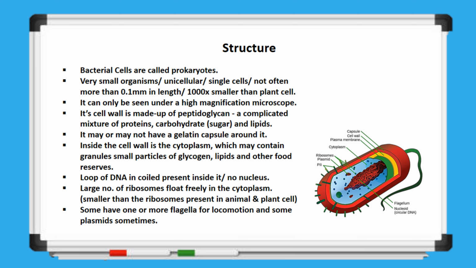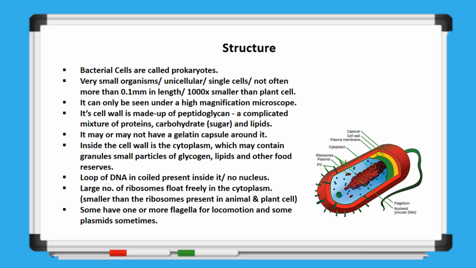Bacterial cells, also known as prokaryotes, are tiny unicellular organisms, typically not larger than 0.1 mm in length, making them about 1,000 times smaller than plant cells, and visible only under high magnification microscopes. Their cell walls are composed of peptidoglycan, a complex mix of proteins, carbohydrates, and lipids, and they may or may not be surrounded by a gelatin capsule.